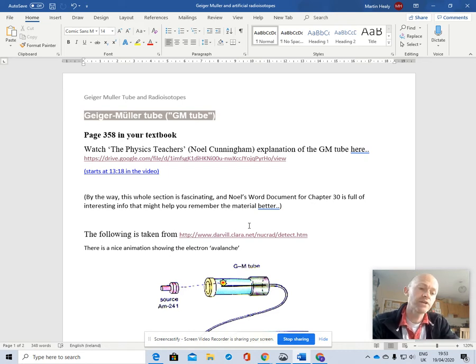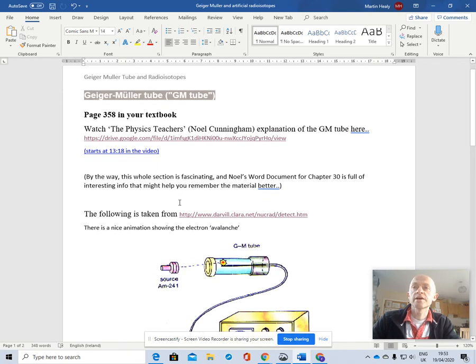It's on page 58 in your textbook. As a starting point, though, I'd probably look at Noel Cunningham's, the physics teacher guy's, explanation of the GM tube, which I'll put up in Edmodo as a file. You can have a look at that. It starts at 13 minutes and 18 seconds into the video. This whole section is fascinating stuff. I would highly recommend you also have a quick read through maybe chapter 30 on the Word document in the physicsteacher.ie on this section.